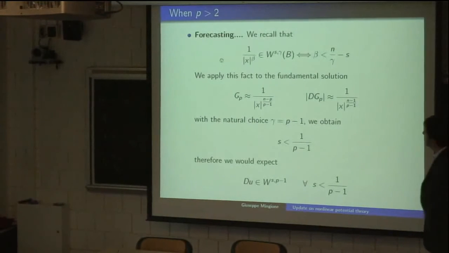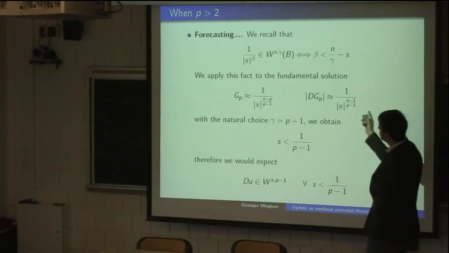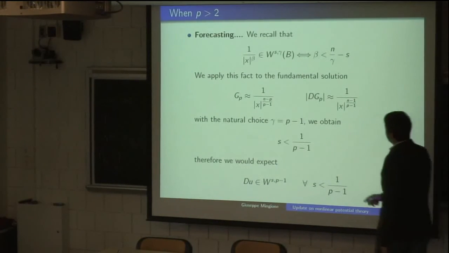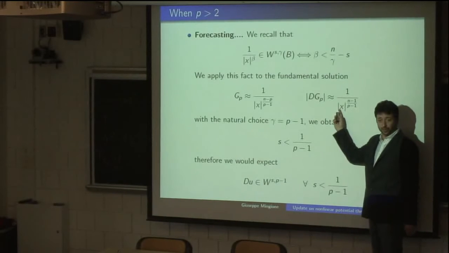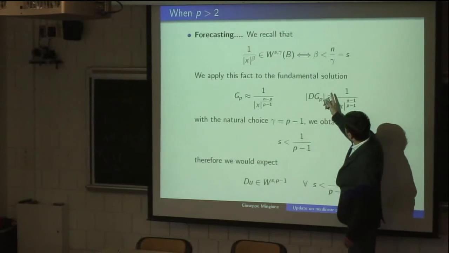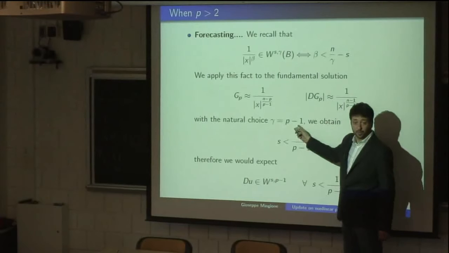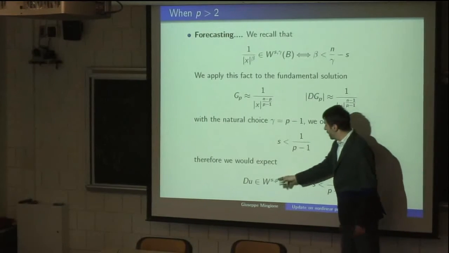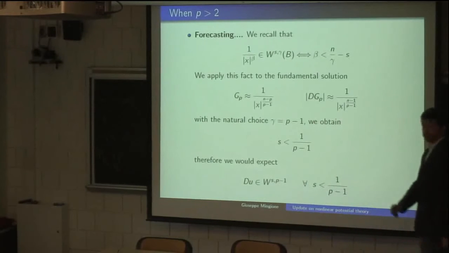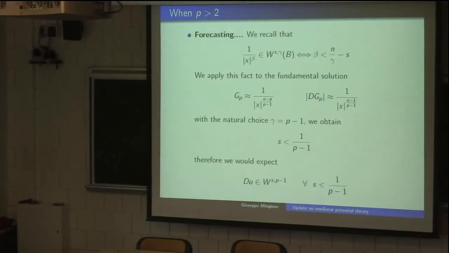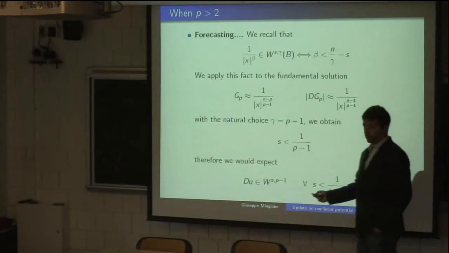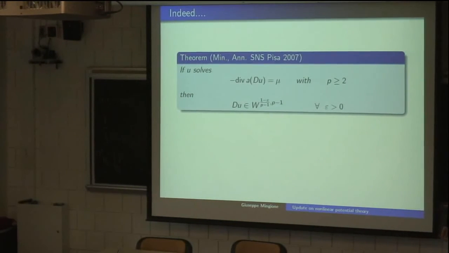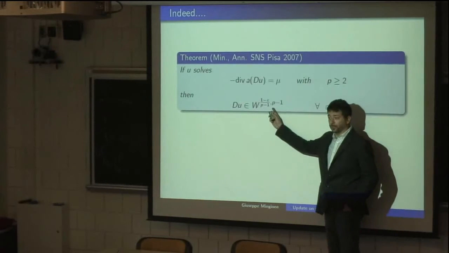Okay, what about the case p larger than 2? Take for granted the first line and apply this to the gradient of the fundamental solution, just by minimizing the integrability range p minus 1, because you want to maximize the differentiability. And then the gradient should be in this space. So this is for the fundamental solution. Actually, this holds for every solution. For p equals 2, you go back to the previous results.